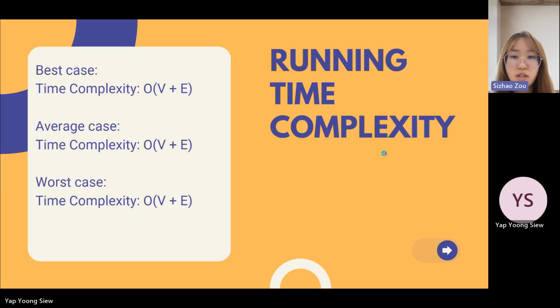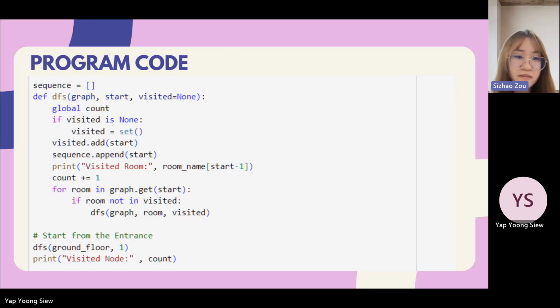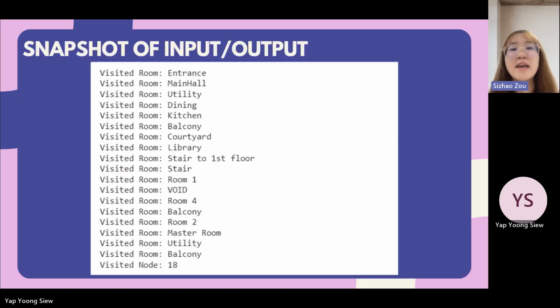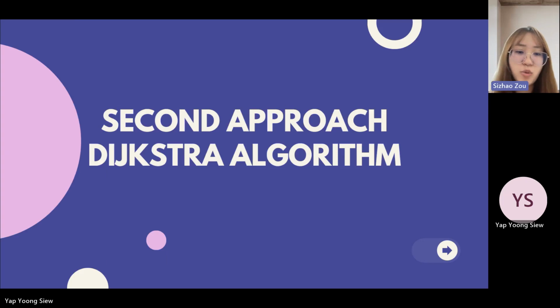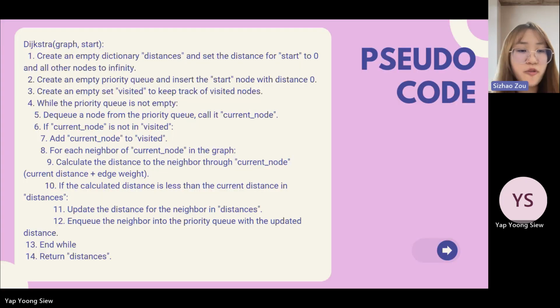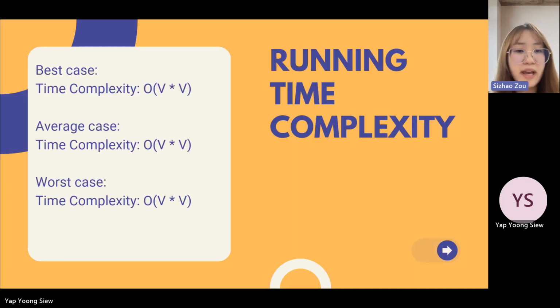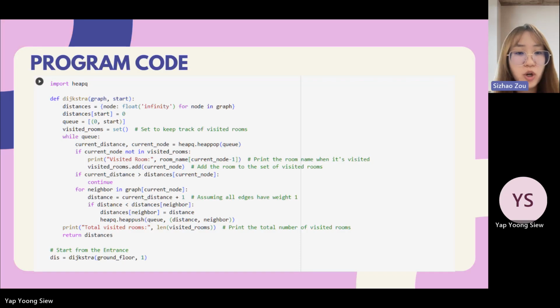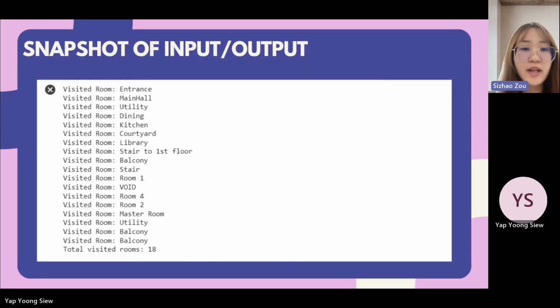And now I'm going to do the running time complexity. So in this case, V is the number of vertices, which stands for the number of rooms, and E is the edges, representing the connections of the rooms. And here's our program code for the DFS algorithm. So basically on this program code, we have the output like this. And next one is Dijkstra algorithm, and this is the pseudocode for the Dijkstra algorithm, and this is the running time complexity. And we have the program code for this algorithm, and the output also like this.